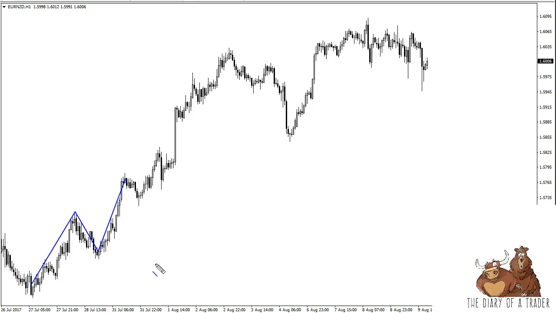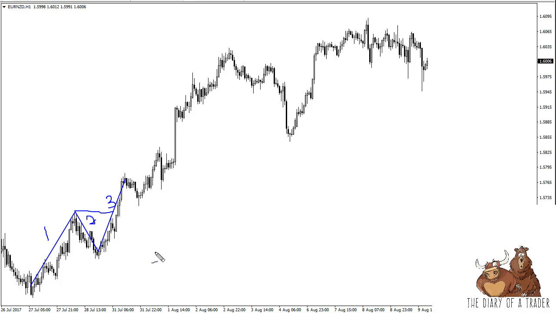So as I draw this out, I will label each one of these bits here, 1, 2, and 3. 1 is the initial move, and in this case it's from 155 to 157. 2 is the retracement, and 3 is a confirmation of a higher high. That's all it takes.